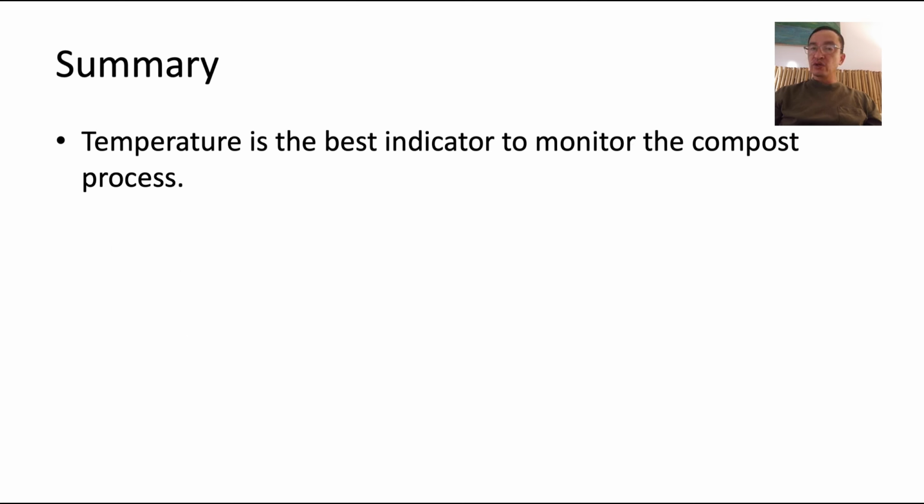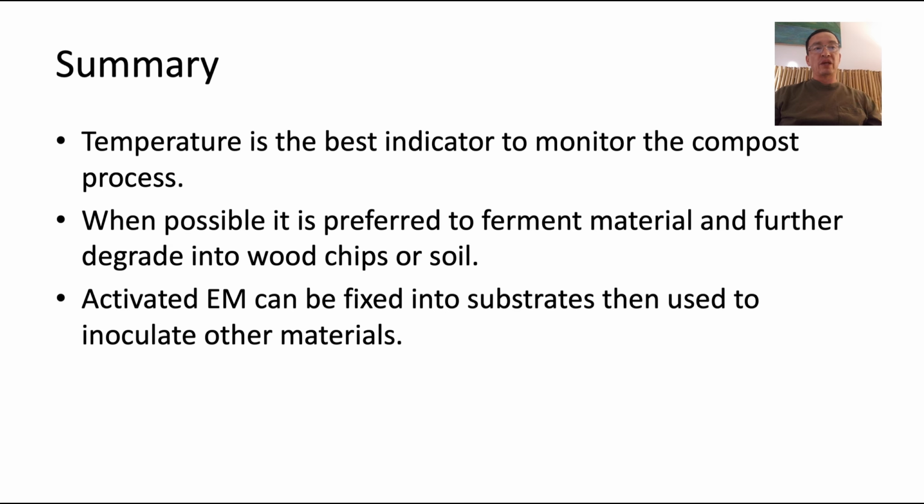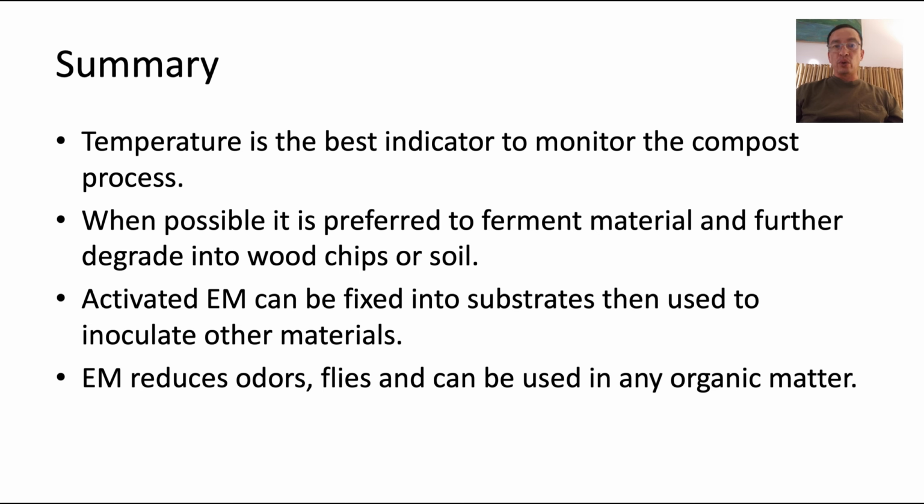Okay, so quick summary. Temperature is what you would use if you're composting. You need to measure it and you need to see how it works, but when possible it's better to ferment the material and further degrade it with wood chips. So once you're done with your fermenting, you can go into a compost pile with a lot of wood chip material and make a hole in it and put it there. Okay, and then the activated EM can be fixed into substrate, so it can be used later for inoculation or for animals. And EM will reduce odors, will reduce flies, and you can basically do any organic matter.